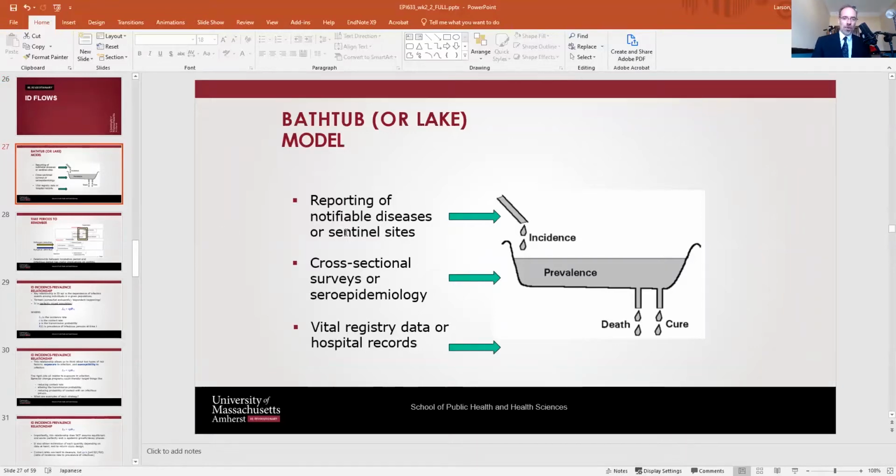So reporting of notifiable diseases at sentinel sites, that's incidence. Cases happen. Cross-sectional surveys or seroepidemiology, that's prevalence, the number of cases at any particular time. And then deaths or cures come from vital registry data or hospital records. So with the bathtub model, we've got three different ways of using the data for different types of studies.